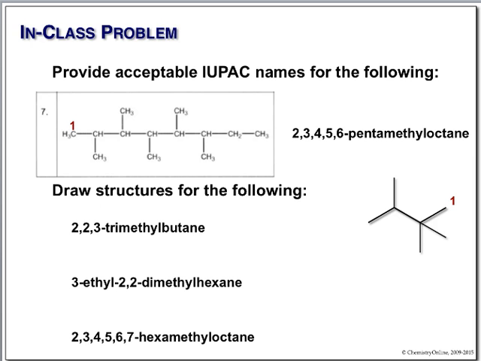Hexane, 6 carbons. Let one end be carbon 1. We have an ethyl group in carbon 3, and we have 2 methyls in carbon 2. Ethyl group in carbon 3, 2 methyls in carbon 2.